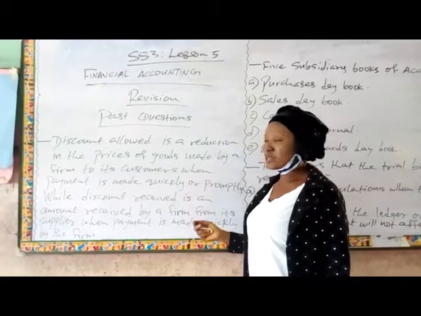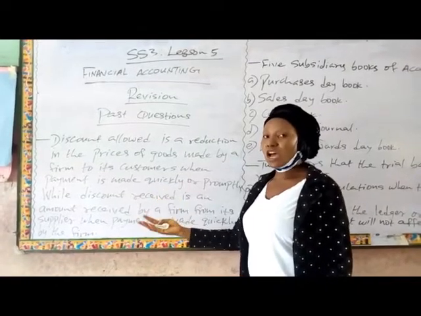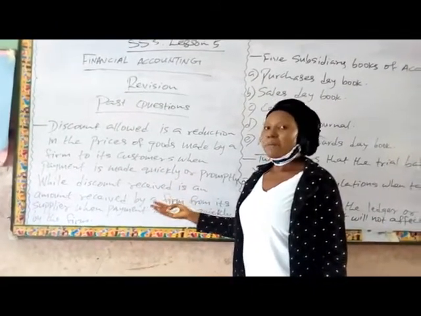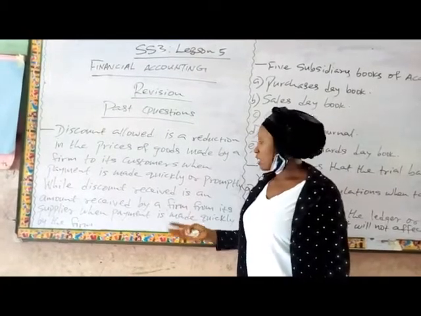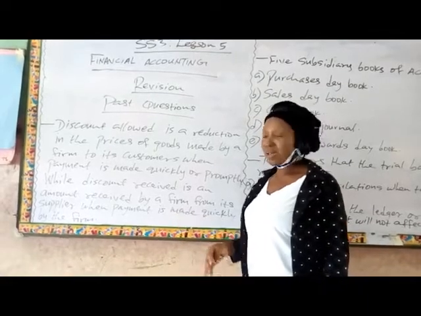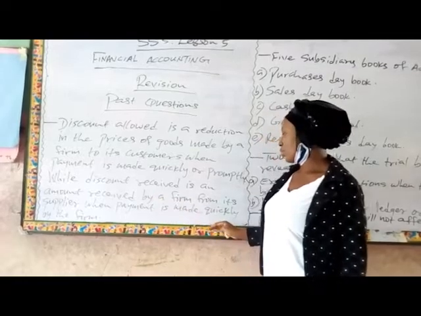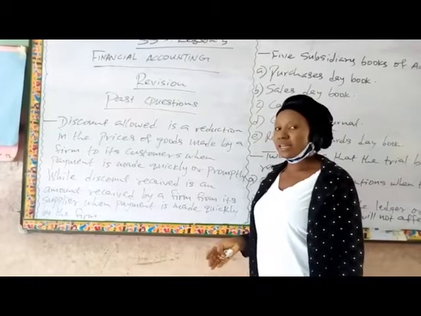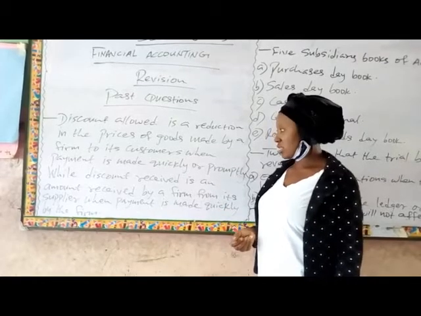Now, what is discount received? When a firm receives a reduction for goods supplied to the company by a supplier for making prompt payment, it is called discount received. I repeat, discount received is an amount received by a firm from its supplier when payment is made promptly or quickly.